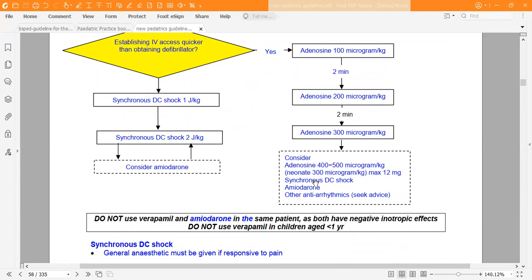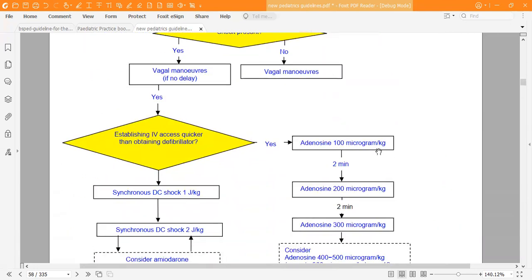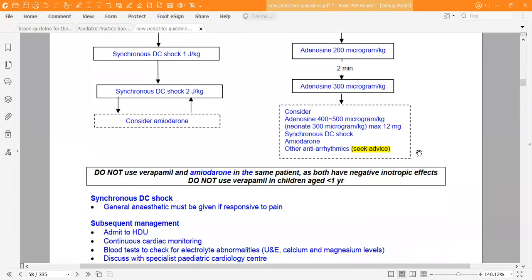In the neonates, 300 microgram per kg, maximum 12 milligram. You consider synchronous DC shock if there is no response, amiodarone, and other anti-arrhythmic medications. And you have to seek advice from the cardiology specialist as well. So that's the management of SVT, whether he has shock or not. So now we know the steps. It's very clear and nice in this diagram.